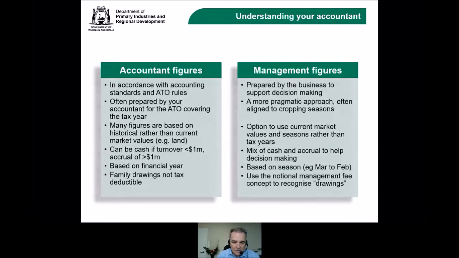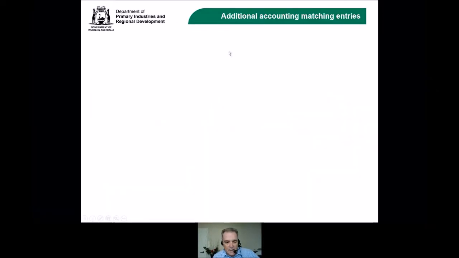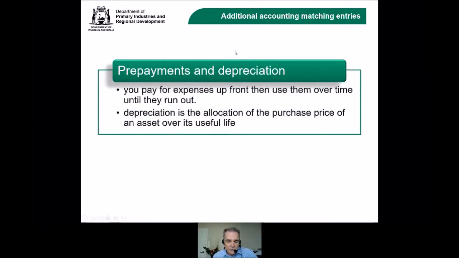So some key differences there between your accountant's figures and management figures. There's probably two adjustments that your accountant may make in your financial statements that we haven't talked about so far. And in the interest of understanding some of the information your accountant presents, let's look at those two bits of information. So these are contained in your notes. Your handout gives you more details around this. And your accountant will often put in things like prepayments and depreciation. And the reason I've lumped these two together is they are of a similar nature.